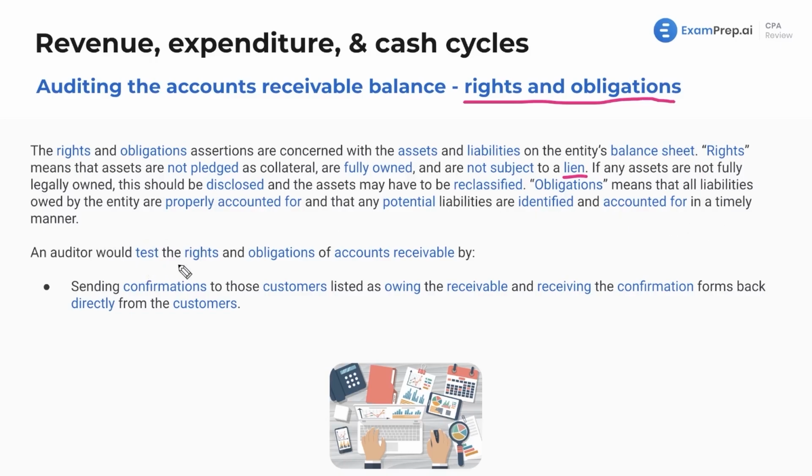Now, how would you actually test rights and obligations of AR? You're going to send confirmations to those customers listed as owing the receivables and receive the confirmation forms back. That's one way to make sure that you have the rights to that AR. But also, you're going to need to, and this is not included here because we'll see it later, review contracts. And we saw this on the chart earlier.